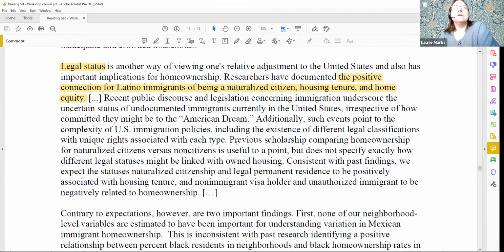Another way that we can think about a person's, what they call a relative adjustment to the United States, is legal status. There is a positive connection for Latino elements of being a naturalized citizen, housing tenure, and home equity. These 3 characteristics are true for this particular group. In other words, the more likely they are to be a naturalized citizen, the more likely they are to have housing tenure and home equity.